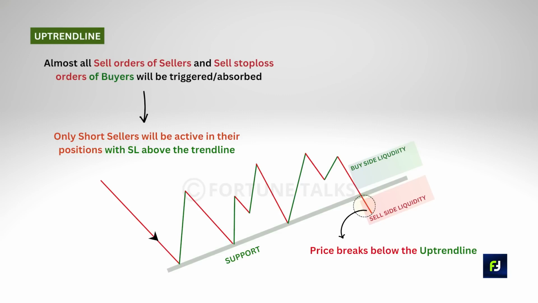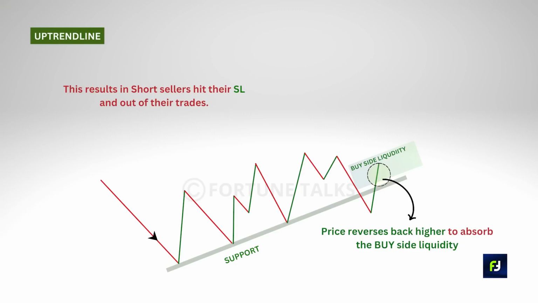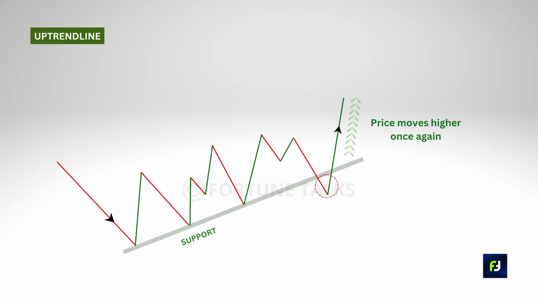Now, only the short sellers are active in their positions with their buy stop losses live above the trend line. Once all the smart money orders are filled, they will take the prices higher, revisiting the buy stop orders placed above the support trend line. By doing so, the short sellers will also be taken out of their positions once their stop losses are triggered. This will in turn push the prices higher. So you can see how both retail sellers and buyers are equally affected by such a manipulation.